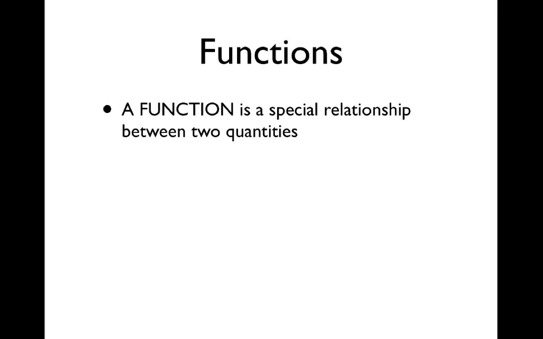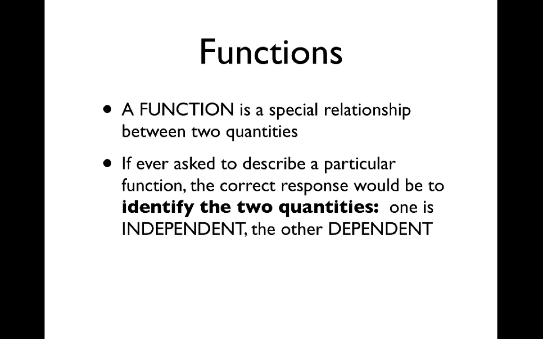What do we mean by quantities? All the stuff we're talking about: volume, temperature, weight, speed. Those are all quantities. So when you have two variables changing together, two quantities changing together, like speed and time, or distance and weight could be varying together, you might have a relationship that's a function. If you're ever asked to describe a particular function, the correct response would be to identify the two quantities that the function is relating.